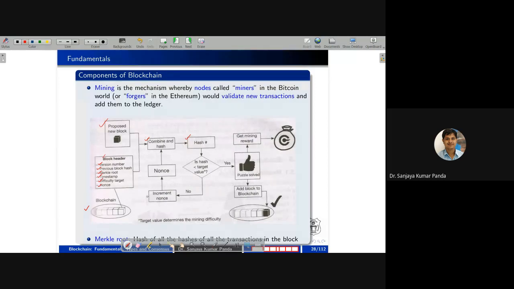If it is no, then you increment the nonce, combine, and hash again to generate the hash value. But if the hash value is less than the target value, then you can say the puzzle is solved, and the first miner who solved it is going to be rewarded, and at the same time the block is added to the blockchain. But if this condition is not satisfied, if the hash is not less than the target value, then you have to increment the nonce. It is not going to be added into the blockchain. Again, this is purely based upon the consensus mechanism. When I tell you about the Paxos consensus mechanism, which is the first consensus mechanism in the distributed peer-to-peer network, there you will see the importance of this target value.